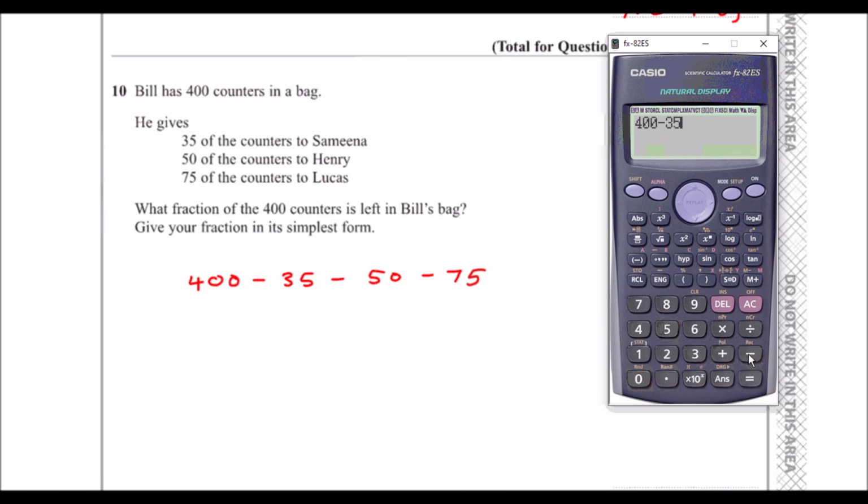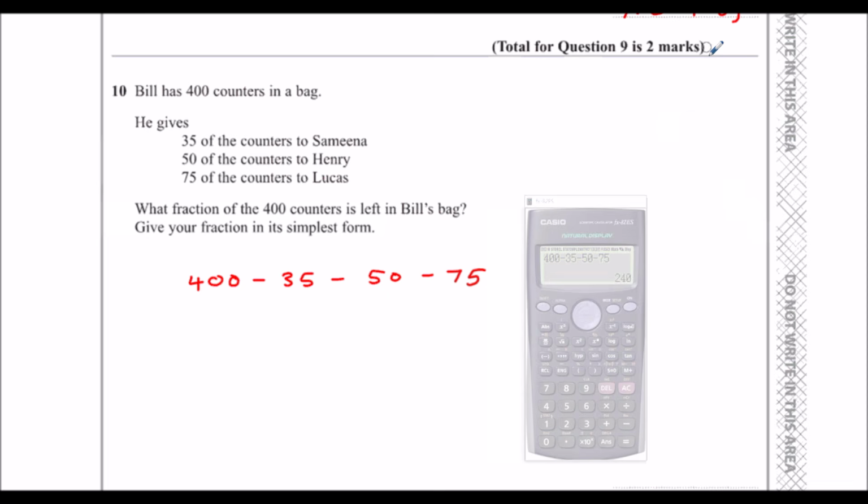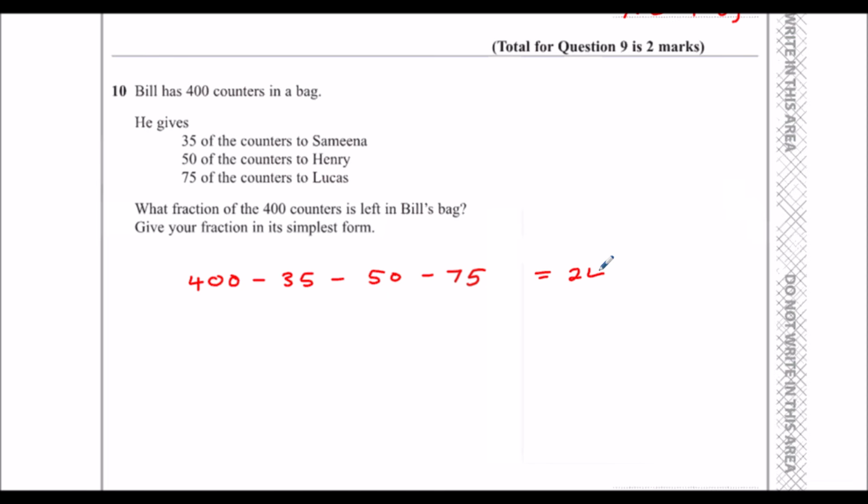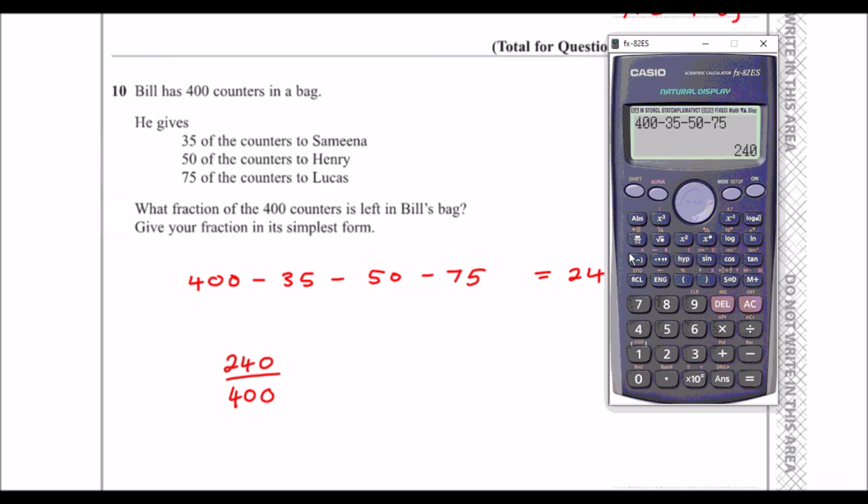So we'll type this into the calculator. So we have 240 counters left. So what fraction are left? So 240 are left out of the 400. So 240 over 400. The question says give your fraction in its simplest form. So we're going to let the calculator do the simplifying for us. 240 over 400 is 3/5.